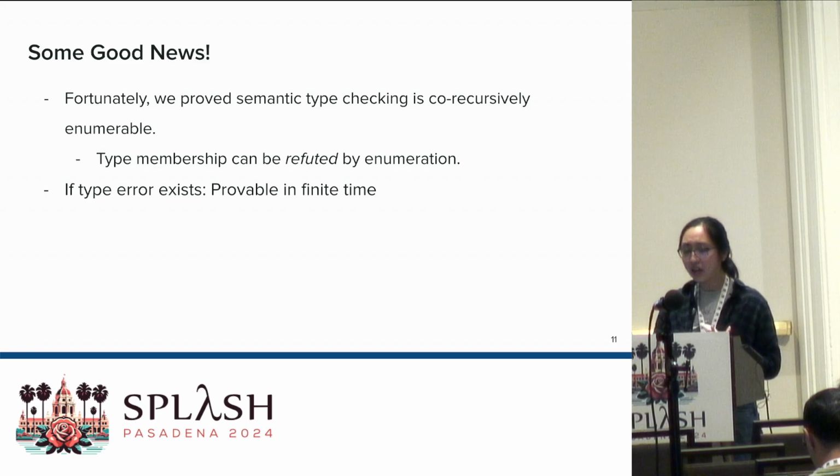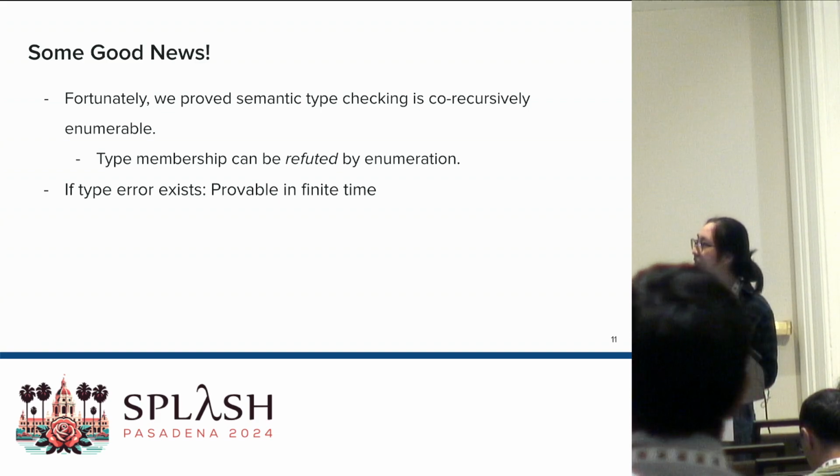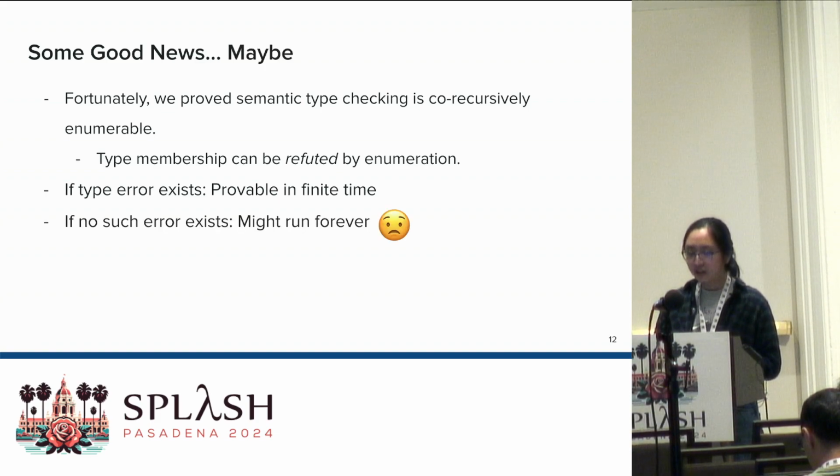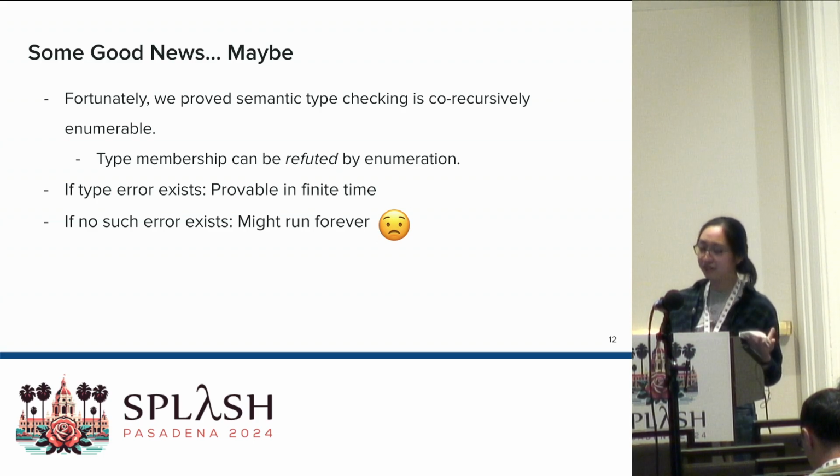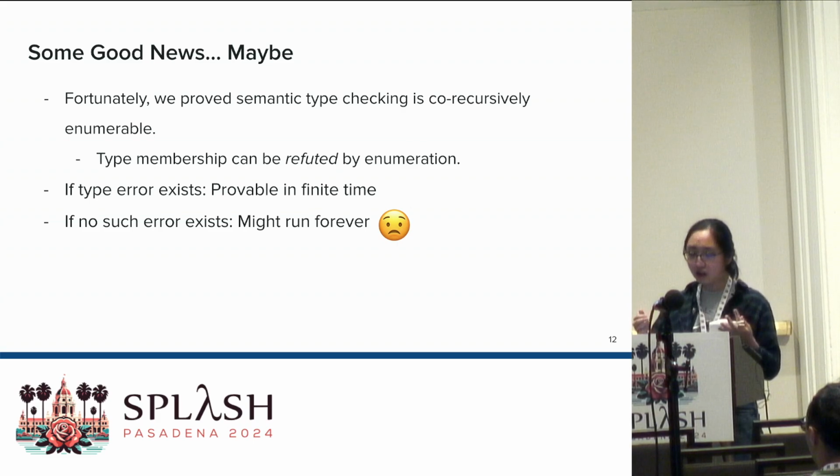Fortunately, it turns out that although semantic type checking in general is not decidable, it is co-recursively enumerable, which means that if a type violation exists, it can be discovered in finite time. The downside to that, of course, is that if no type error exists, then any checking procedure might run forever. It is a clear limitation, but can be mitigated. I won't cover it in this talk, but I will be happy to discuss it afterwards.